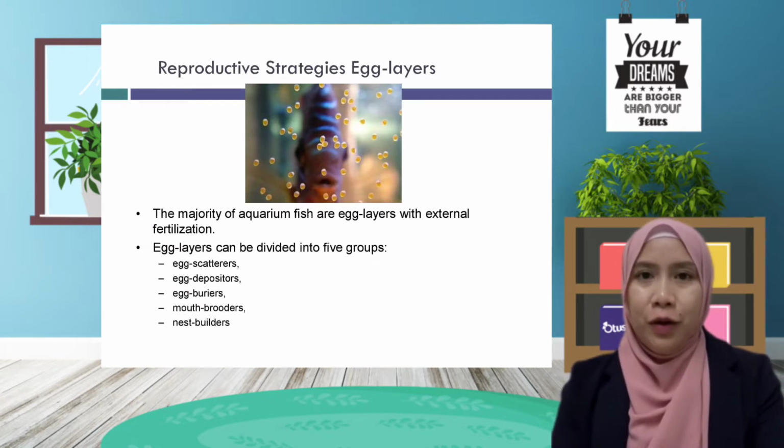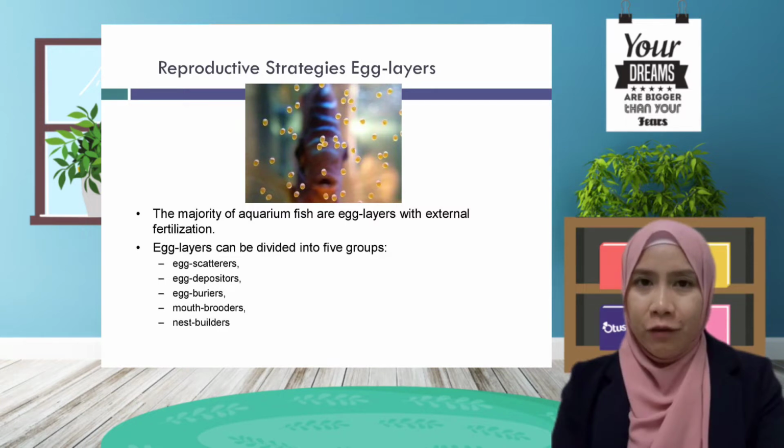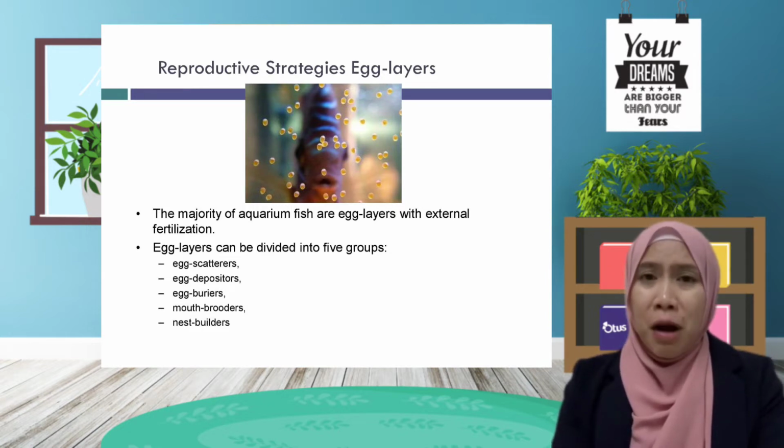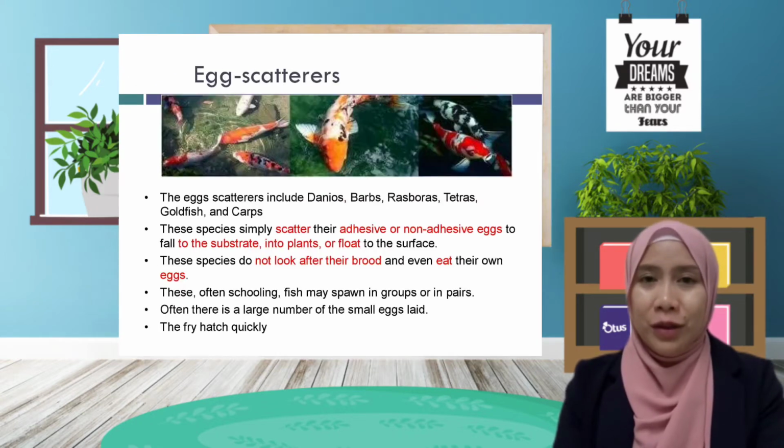Now, let's move on to the reproductive strategies. The majority of aquarium fish are egg layers with external fertilization. Egg layers can be divided into 5 groups, which are egg scatterers, egg depositors, egg bearers, mouth brooders, and nest builders. We are going to look at egg scatterers first.